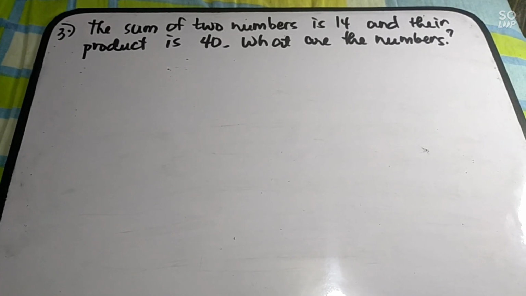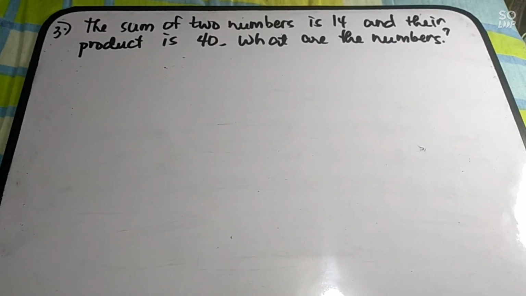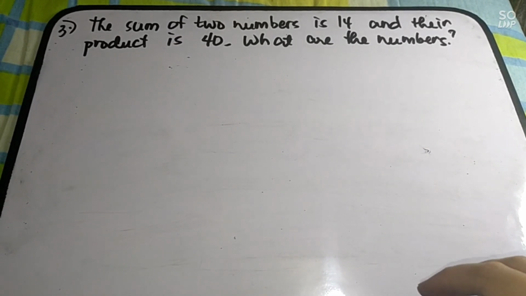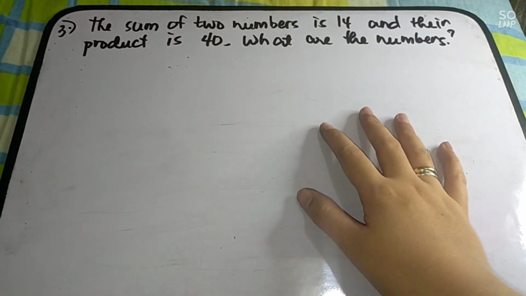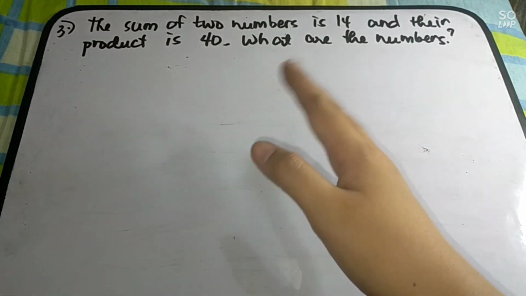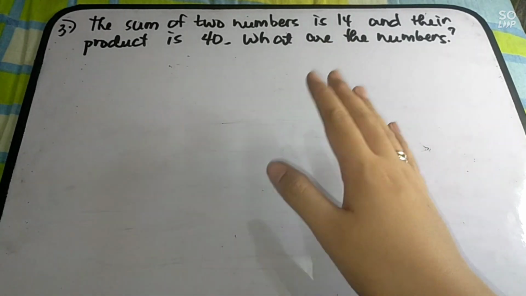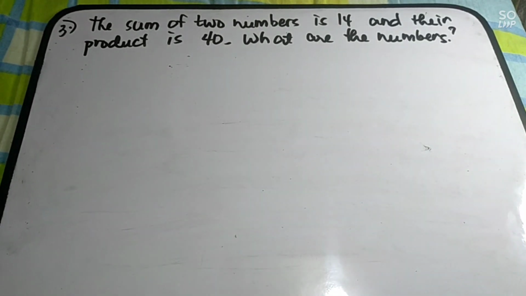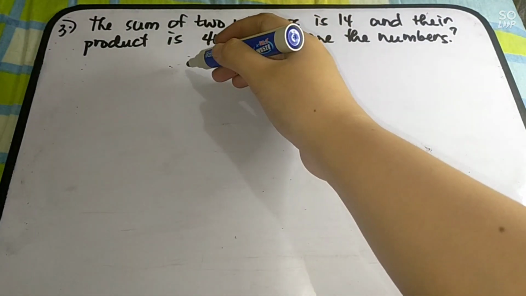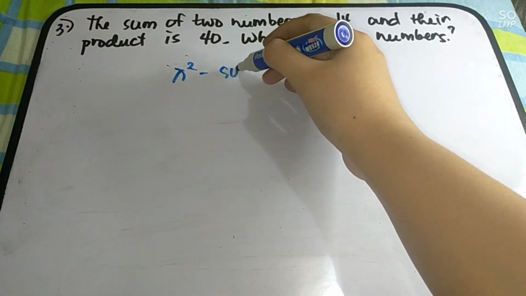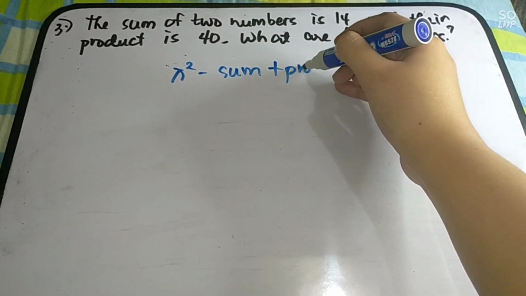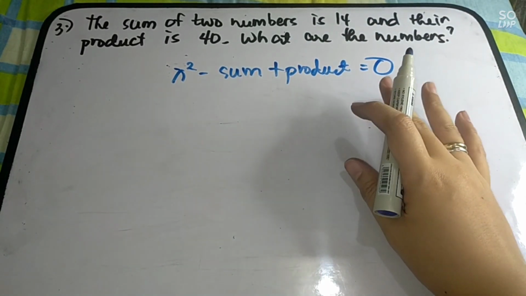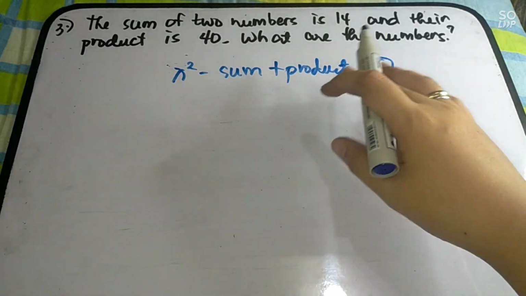Number 3. The sum of two numbers is 14 and their product is 40. What are the numbers? Our given here is about sum and product. So as you remember, noong ating past lesson, we tackled about sum and product of the roots of the given equation. Tama? So yun yung gagamitin natin. So our equation should be in the form of x squared minus the sum plus the product is equal to 0. So, naaalala?